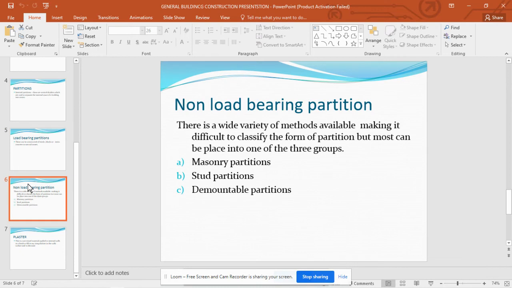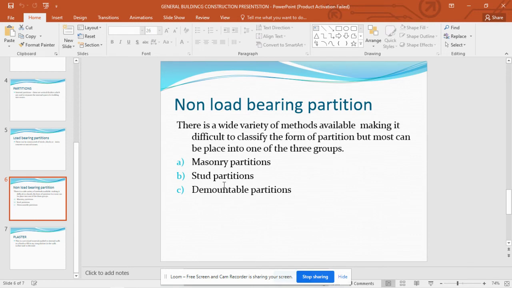So we are proceeding to non-load bearing partitions. There is a wide variety of methods available, making it difficult to classify the forms of partition, but most can be placed into one of three groups: masonry partitions, stud partitions, and demountable partitions. Masonry partitions are constructed using mass construction units such as bricks, blocks, and stones.